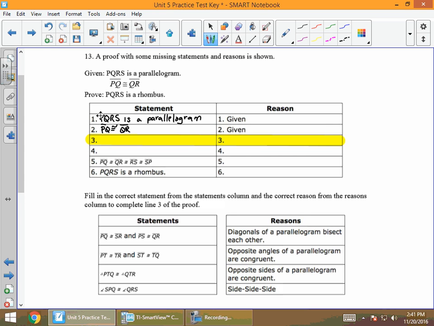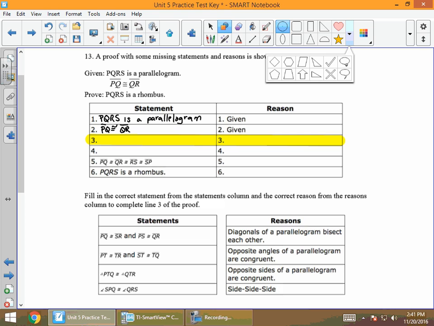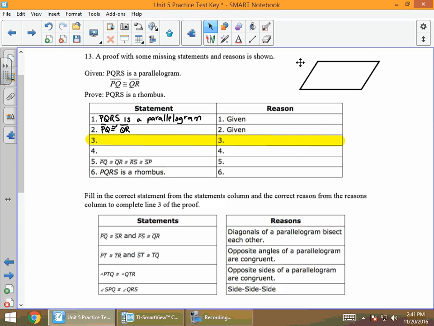Now I don't see a picture here, so I'm going to put a picture in. I'll draw a parallelogram here. There's a parallelogram for us, and PQRS. It says that PQ, the top, is congruent to QR, the right side. And it wants us to prove that this thing is a rhombus.